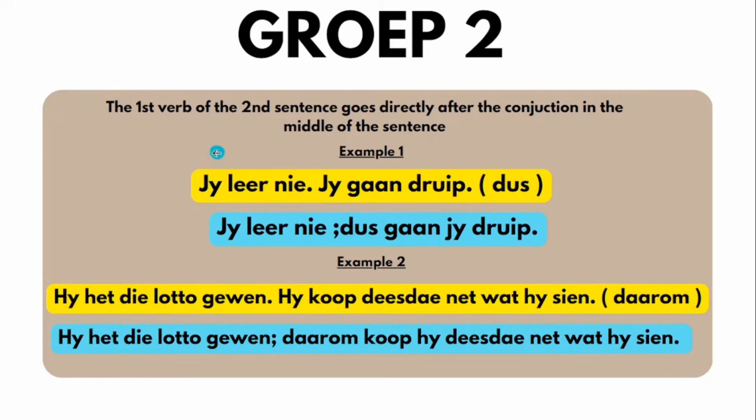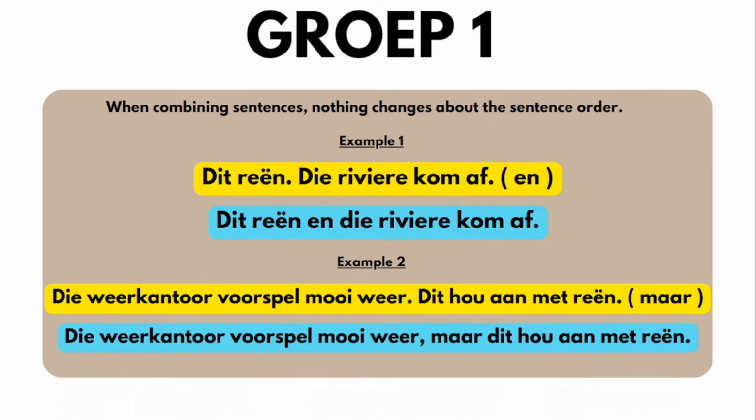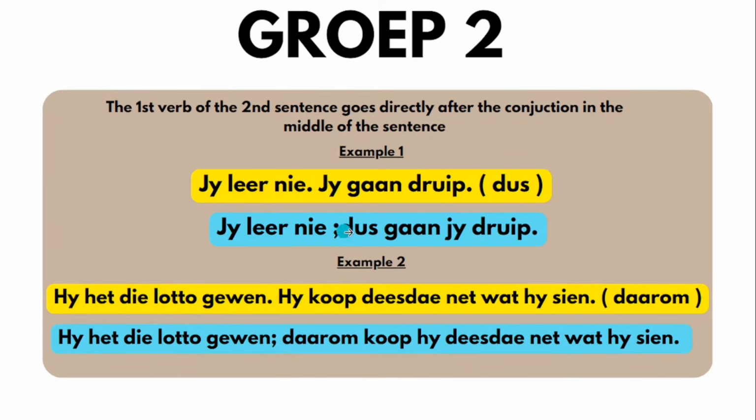So let's use this example. Jy leer nie, jy gaan dryp. So then you have this. Then you must immediately remember that, oh, this is in group 2. What does the rule say for group 2? The conjunction or the first verb of the second sentence must go directly after the conjunction. So, jy leer nie, dus gaan jy dryp. Okay, because here in this sentence, verb 1 is gaan. You are going to. And then dryp is verb 2. So, jy leer nie, dus gaan, so it's first the conjunction, then gaan, then jy dryp.